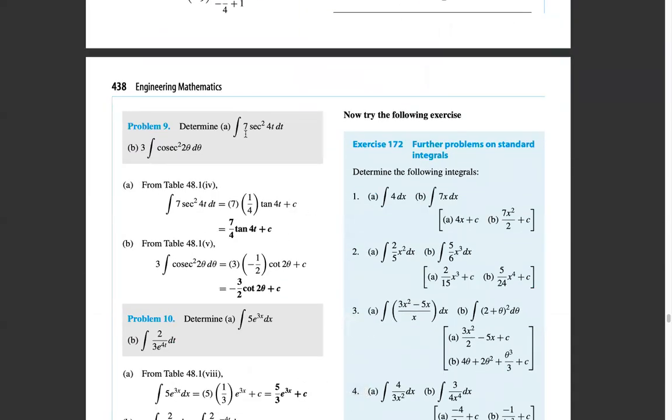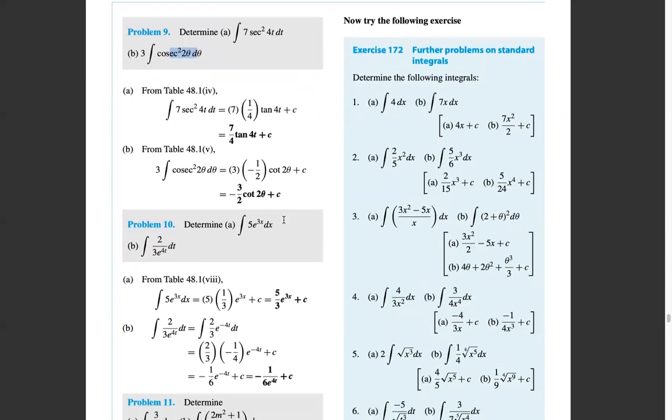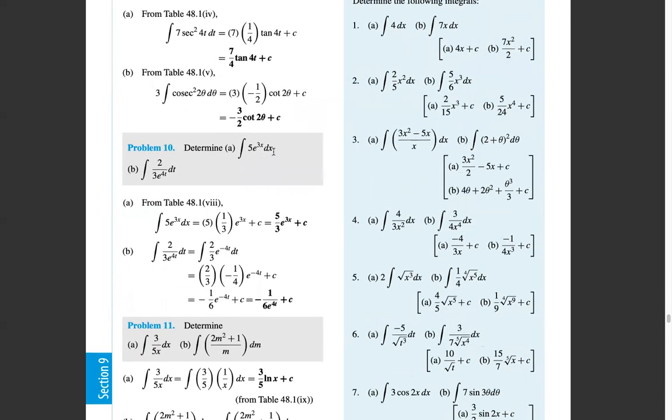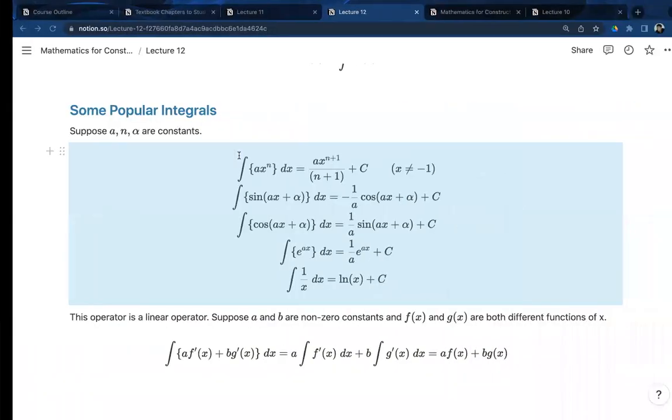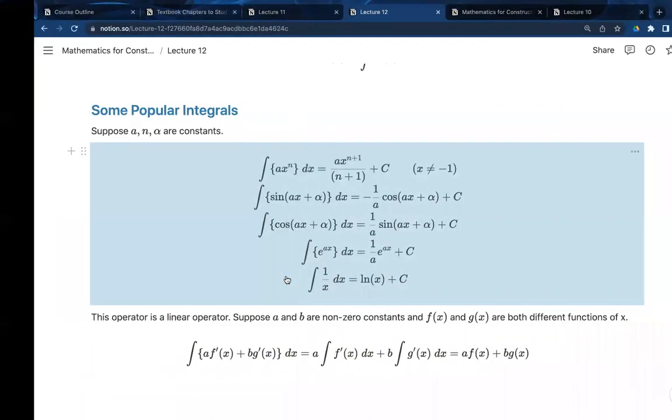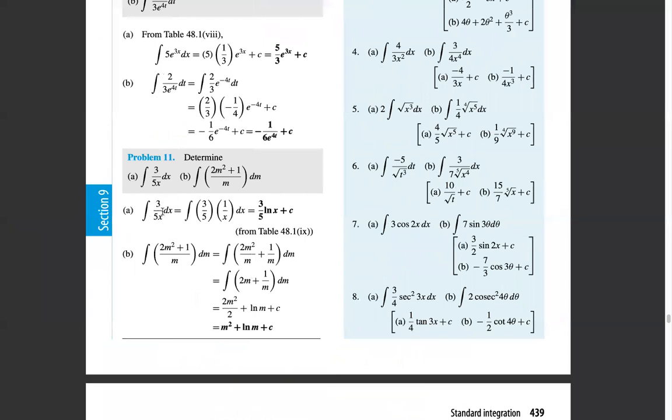You don't have to know sec squared and cosec squared. You can disregard those things. But you need to know the exponential. These are the 2 exponential questions here. And you need to know ln. Well, not ln, the 1 over x is ln x. So see like this, this is 3/5 by 1 over x. So there's 3/5 ln x plus c.